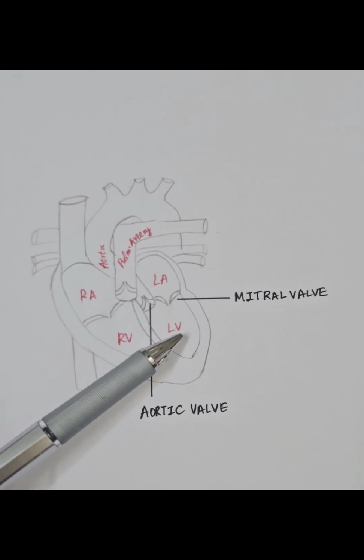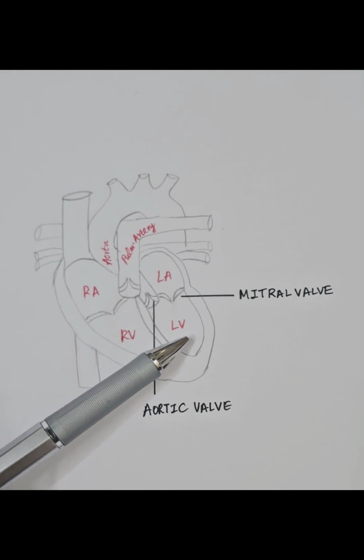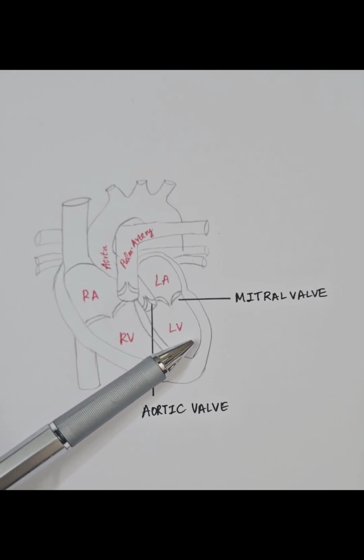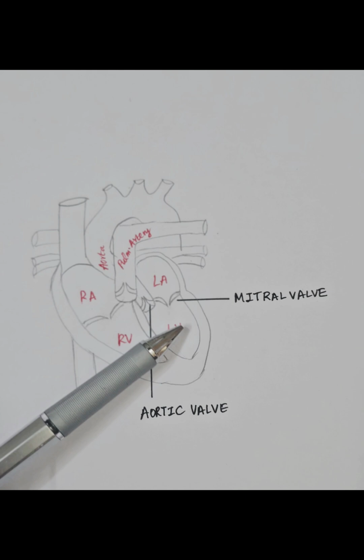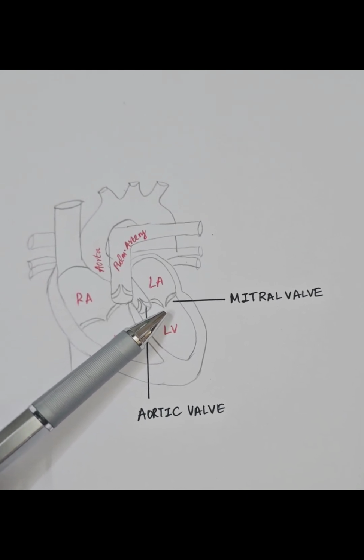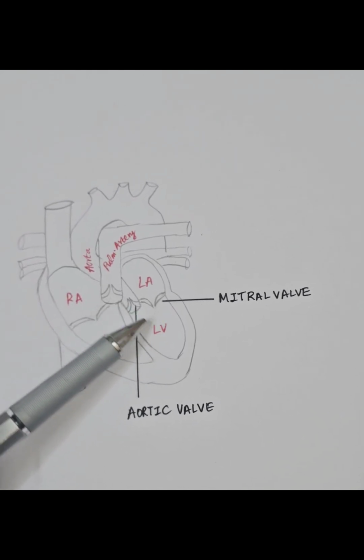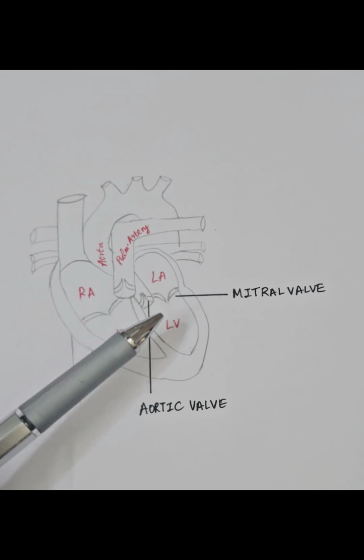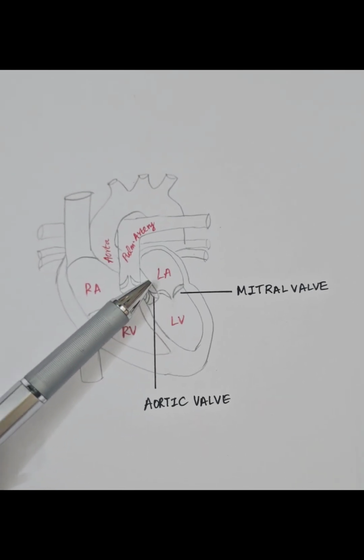So it's a systolic murmur. Ejection systolic murmur during the rapid ejection and reduced ejection phases of ventricular systole. We can see that the blood is going turbulently from the left ventricle to the aorta. So during the ejection phase, it's called ejection systolic murmur.